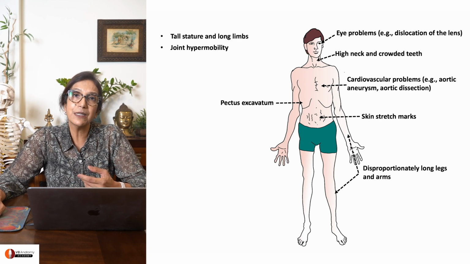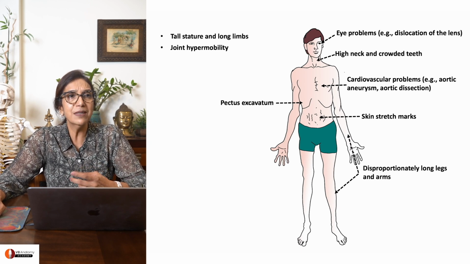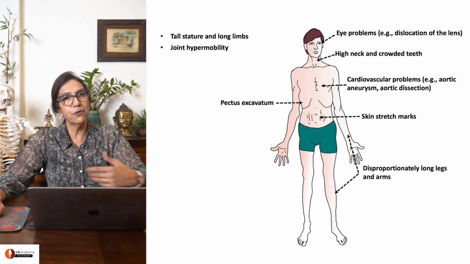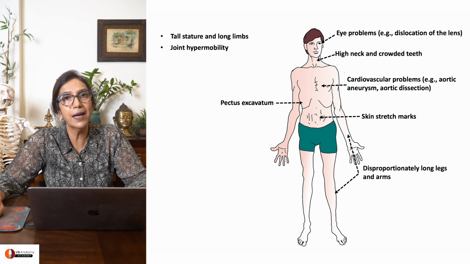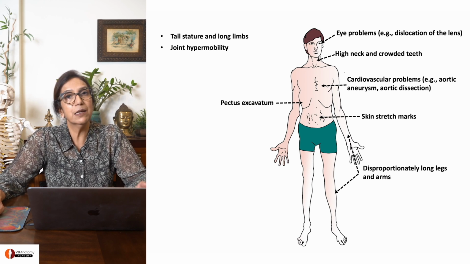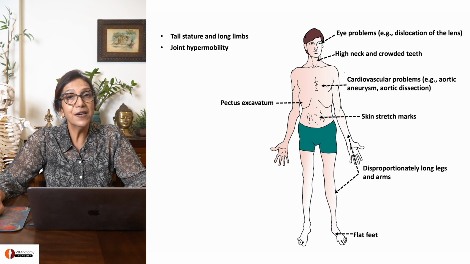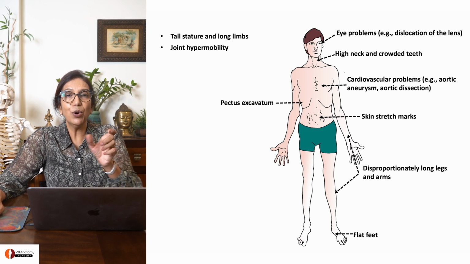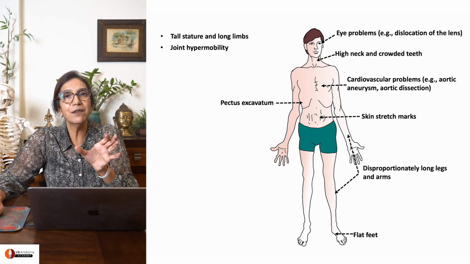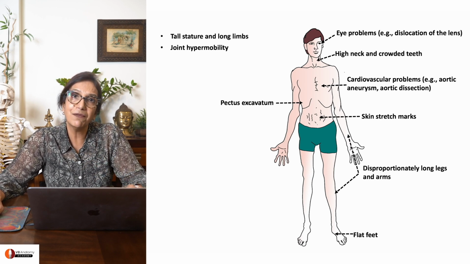Disproportionately long limbs. You will notice that the arms are reaching way down along the thigh, that's not normal. That is a person of Marfan syndrome. So, flat feet, very important. Often they have got a peculiar shaped feet which is called hammer toe, typically seen in case of Marfan syndrome.